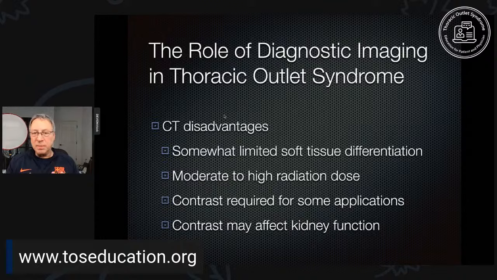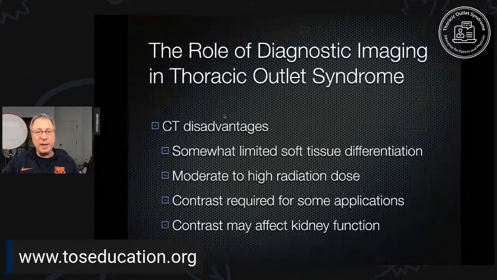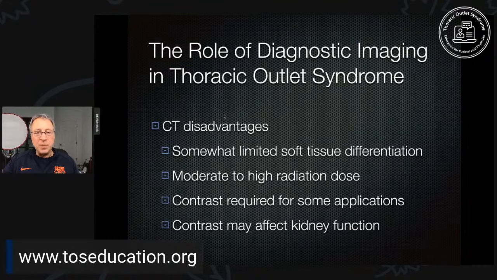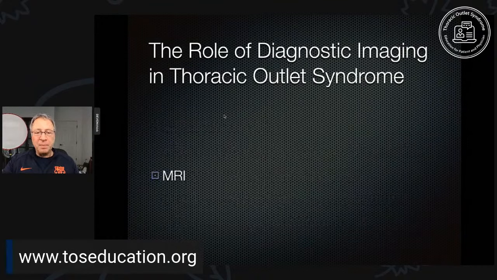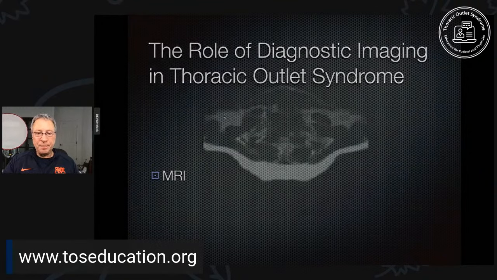Some patients may not be able to get this dye because they have kidney function that's not great. Now let's move on to MRI. MRI works on a different physical principle than CAT scan or X-ray or angiogram or venogram. It doesn't use X-rays. It uses high-strength magnetic fields which generate radio waves, and then the radio waves are read and interpreted by the computer, which turns them into images.